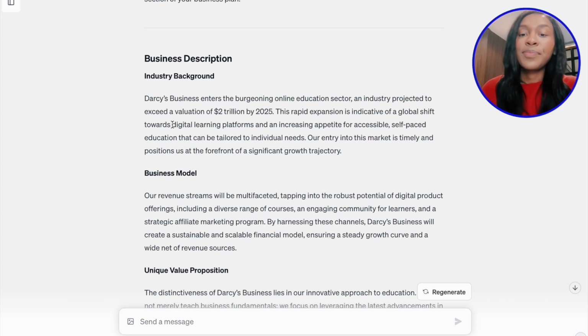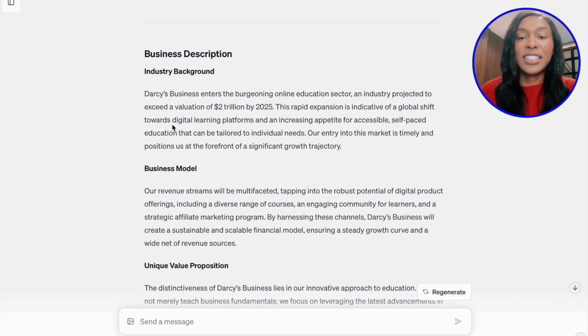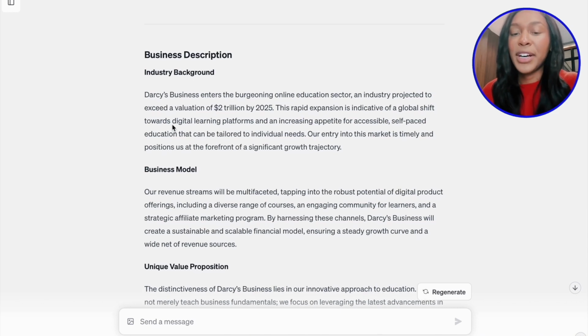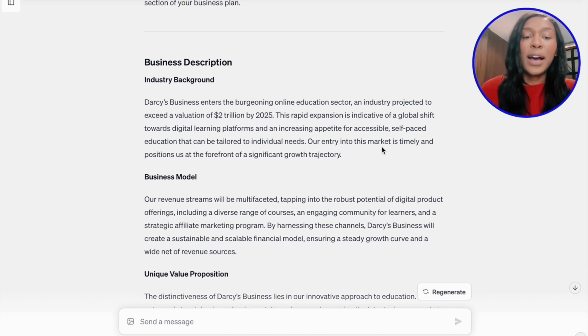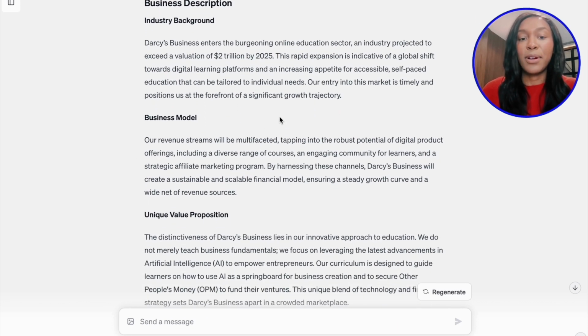And so here we go. For the industry background, Darcy's business enters the burgeoning online education sector, an industry projected to exceed a valuation of $2 trillion by 2025. This rapid expansion is indicative of a global shift towards digital learning platforms and an increased appetite for accessible, self-paced education that can be tailored to individual needs. Our entry into this market is timely and positions us at the forefront of a significant growth trajectory.